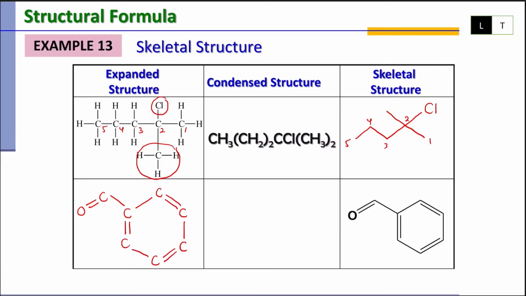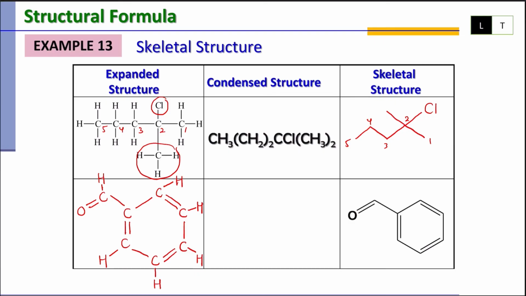Cuma carbon atom mesti wajib 4 bond. So, dia akan bonded kepada hydrogen. So, this carbon dah ada 3, saya tambah 1 hydrogen. And then this carbon dah cukup 4 bond. This carbon tambah 1 hydrogen. This carbon pun sama, 1 hydrogen. Ini pun sama, 1 hydrogen. This is also the same. So, you got the expanded structure for this one.